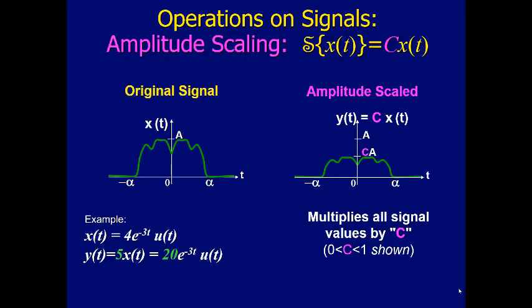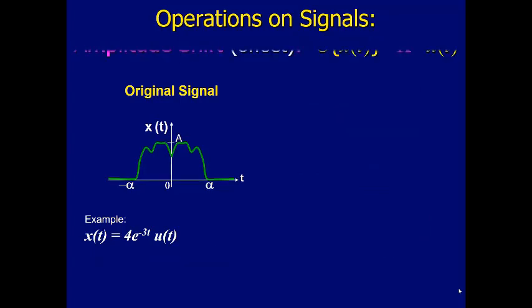To take a real-world example, if we take a causal exponential signal, x of t equals 4 e to the minus 3t u of t, and drew that on a graph, if I want an amplitude scaled version of that, for example, scaled by a factor of 5, 5x of t would be simply 20 e to the minus 3t u of t, a function that's 5 times larger in the vertical direction than the previous example.